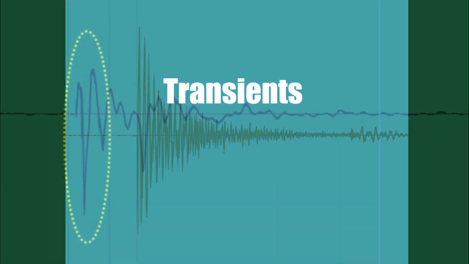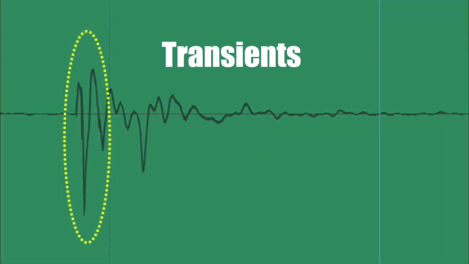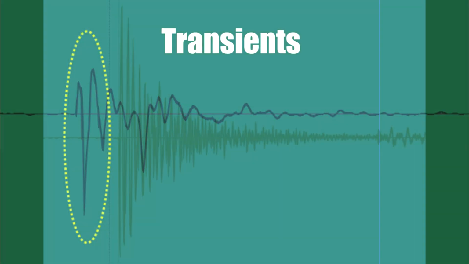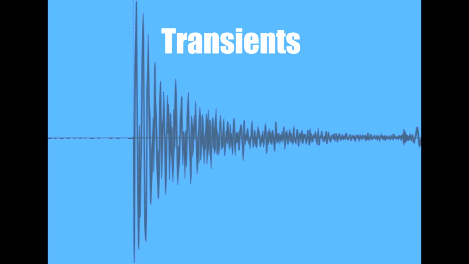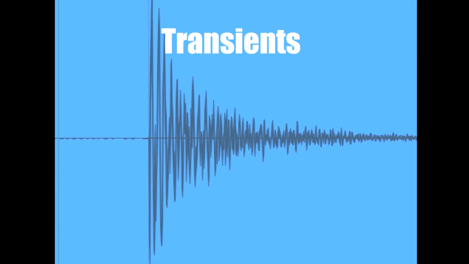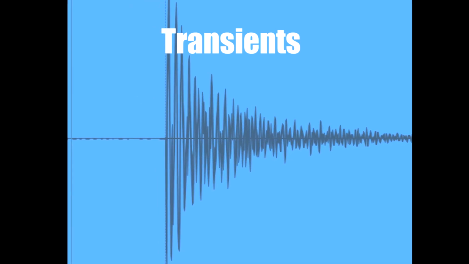Before we talk about attack and release, let's discuss transients. Transients are the initial, louder, and more articulated bursts of energy that you hear at the start of most sounds. You can see on this snare hit where the transient is pretty extreme when the drumstick actually hits the drum head, and then very quickly the sound tail fades away.